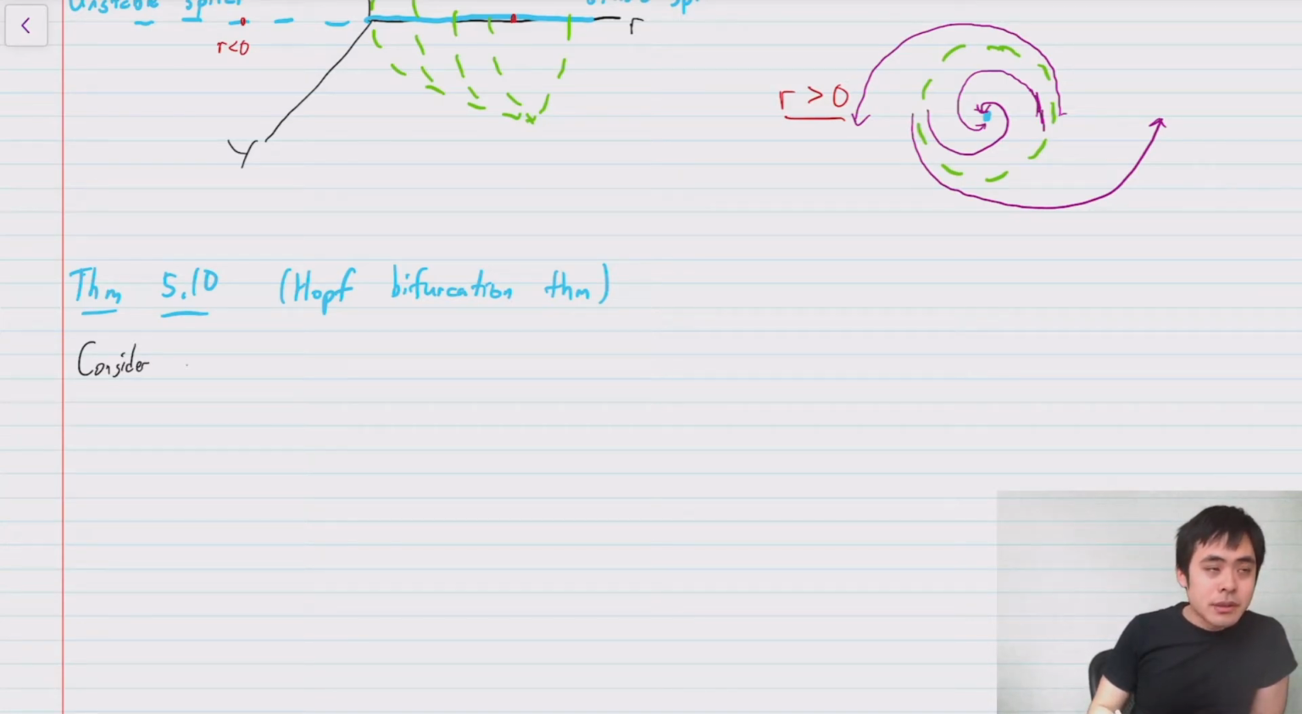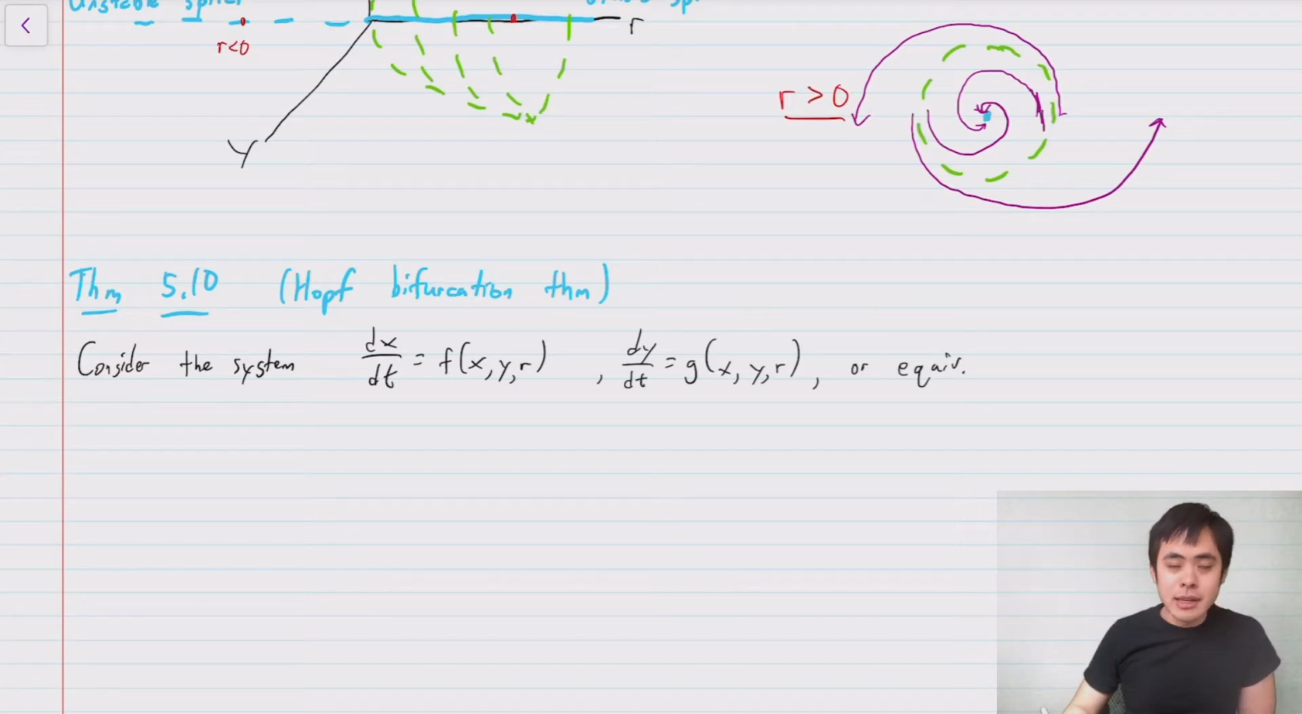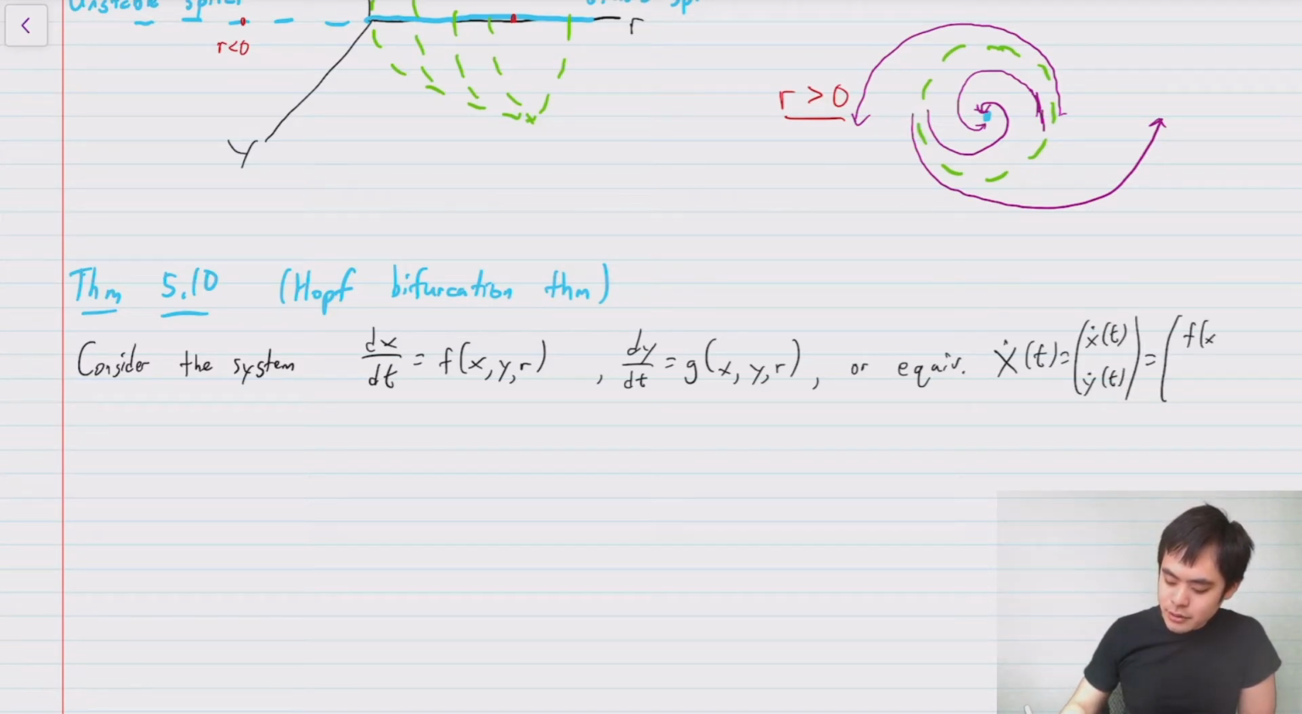So let's consider the system dx/dt is equal to some function f of x, y, and r. And we have dy/dt, which is also some function g of x, y, and r. Or equivalently, we can also write that as x dot of t, y dot of t, is equal to f of x, y, and r, and g of x, y, and r.